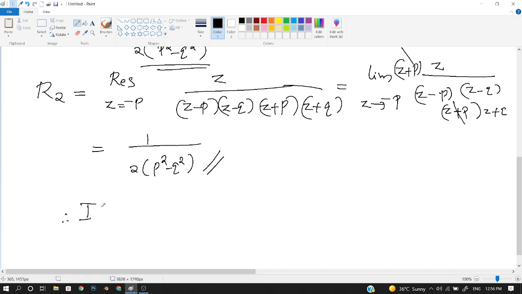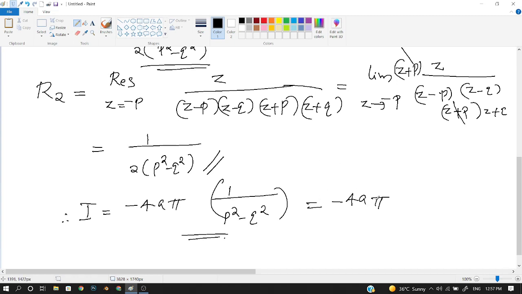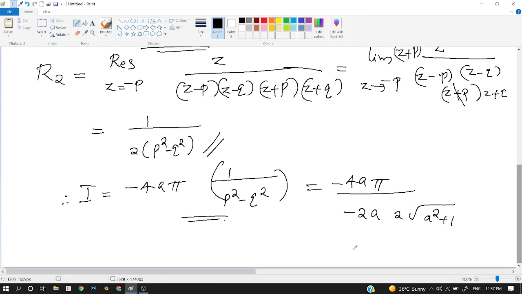So our required answer is I is equal to minus 4a pi into sum of residues, that is 1 by p square minus q square. Now you can substitute the value of 1 by p square minus q square. So that is equal to minus 4a pi divided by minus 2a into 2 square root of a square plus 1. So that is equal to pi divided by square root of a square plus 1. So this is the required answer.